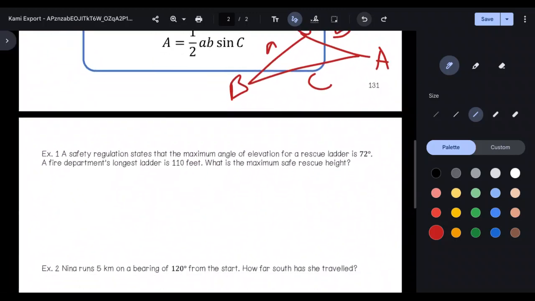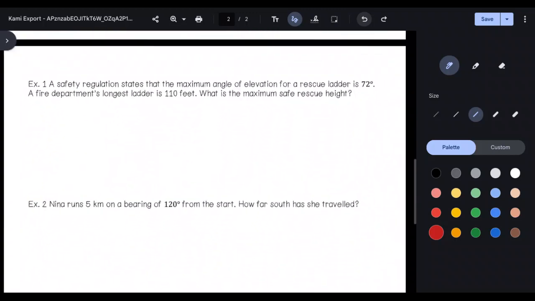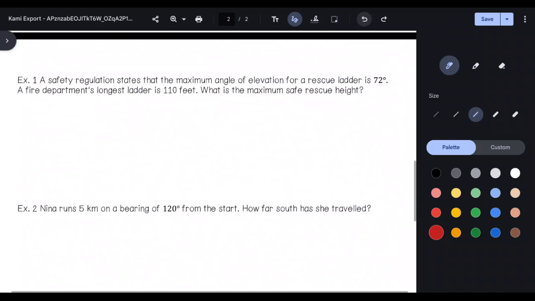All right, now we're going to go over a couple practice problems. I'll probably go over a couple and I'll let you guys figure out some of the other ones just because they're pretty easy. So I'll go over the first one. A safety regulation states that the maximum angle of elevation for a rescue ladder is 72 degrees. A fire department's longest ladder is 110 feet. What is the maximum safe rescue height?